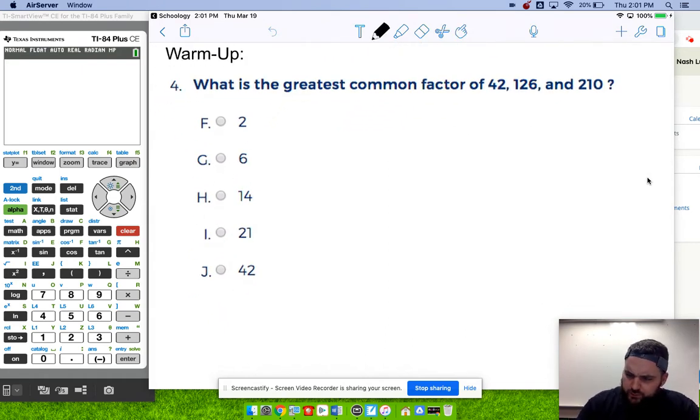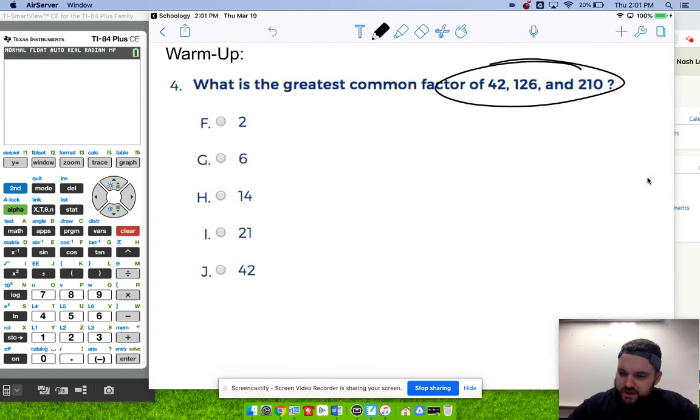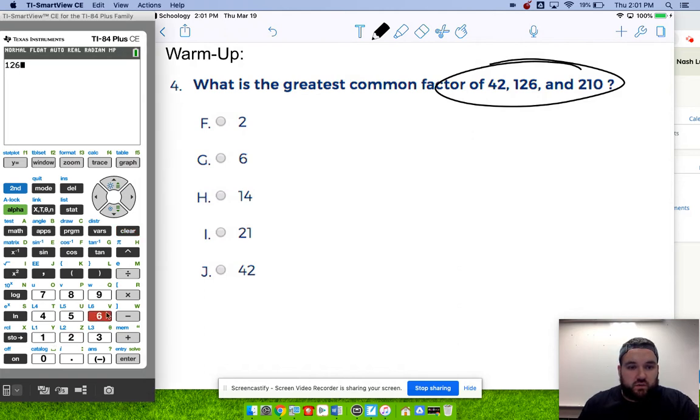As a quick little get our brain going, what is the greatest common factor of 42, 126, and 210? A lot of ways to do this. Basically, what's the largest number that can multiply in a whole number of times to 42, 126, and 210? What I like to do is I start with the smallest number, 42, and I just check to see does 42 go into the two larger numbers? It goes into 126. But does it go into 210? 210 divided by 42? No, it does not. Oh, it does. Wait, what?